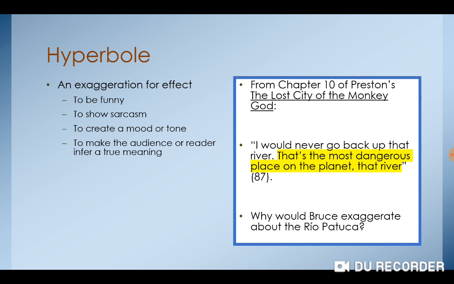So here's an example of a hyperbole from chapter 10 of Monkey God. "I would never go back up that river. That's the most dangerous place on the planet, that river." Now, Bruce is talking about the Rio Patuca there.